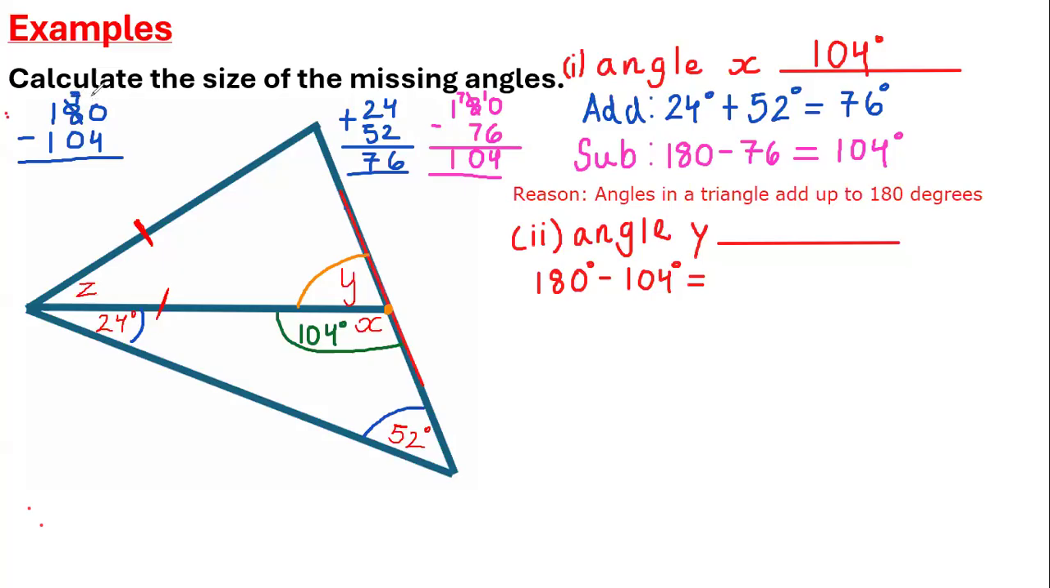It's gonna be right there. Question number 4. 10 minus 6. 10 minus 4 is what? 6. 7 minus 0 is 7. 1 minus 1 is 0. All right, so Y is 76.